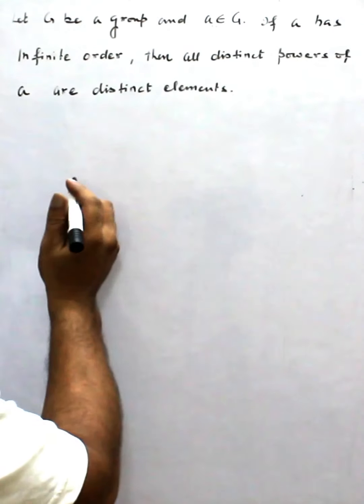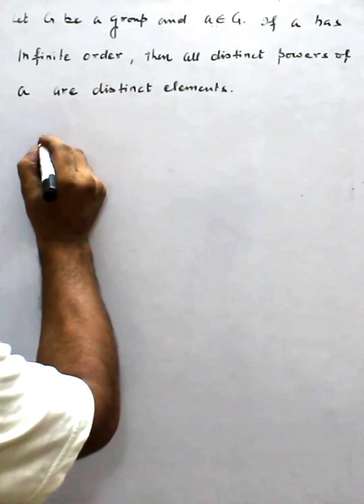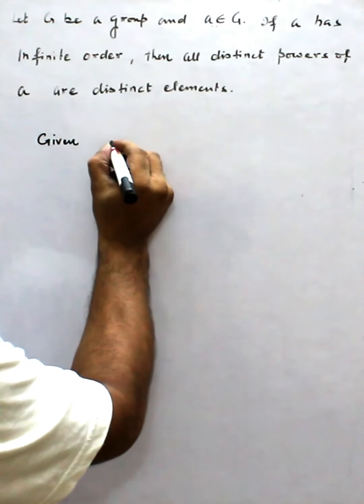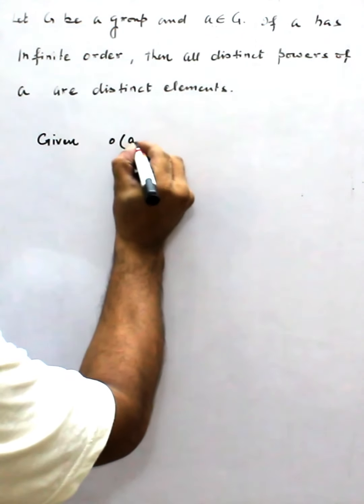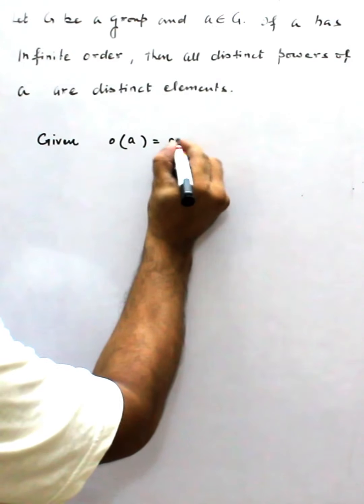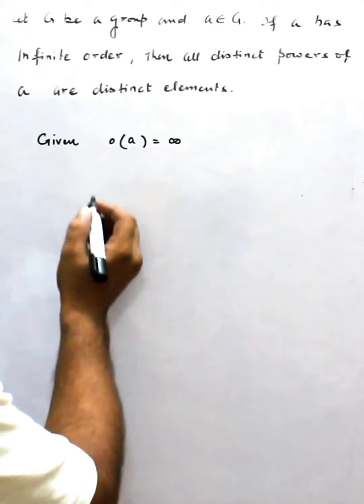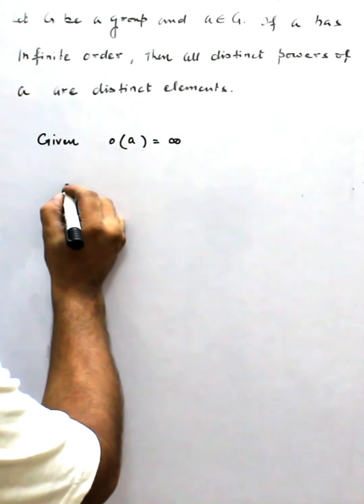So the given part is, given A has infinite order. So what is given? Given is order of A is infinite. This thing is given. Now that means what happens?